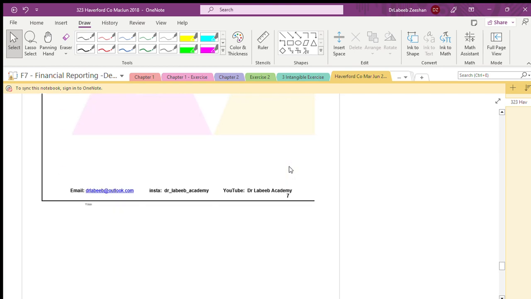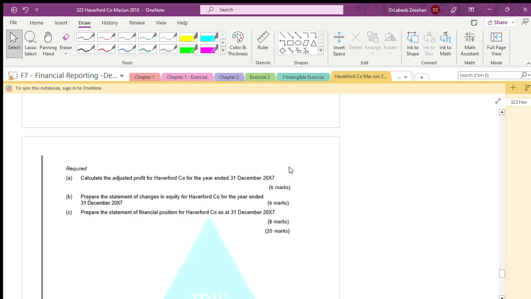This is the way we have to approach: very scientifically, very technically. What they are asking us: calculate the adjusted profit for Haverford for the year ended 31st December, for 6 marks. Prepare a statement of changes in equity for Haverford, for 6 marks. Prepare the statement of financial position for Haverford, for 8 marks. Total is 20 marks.